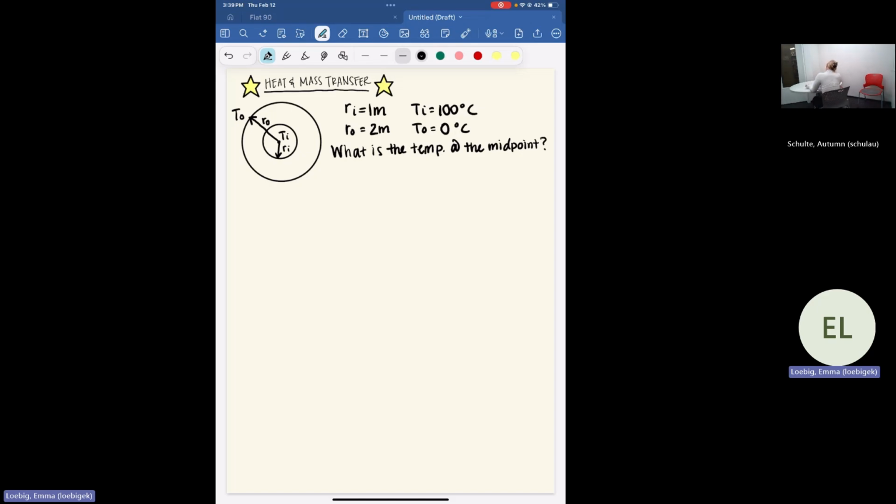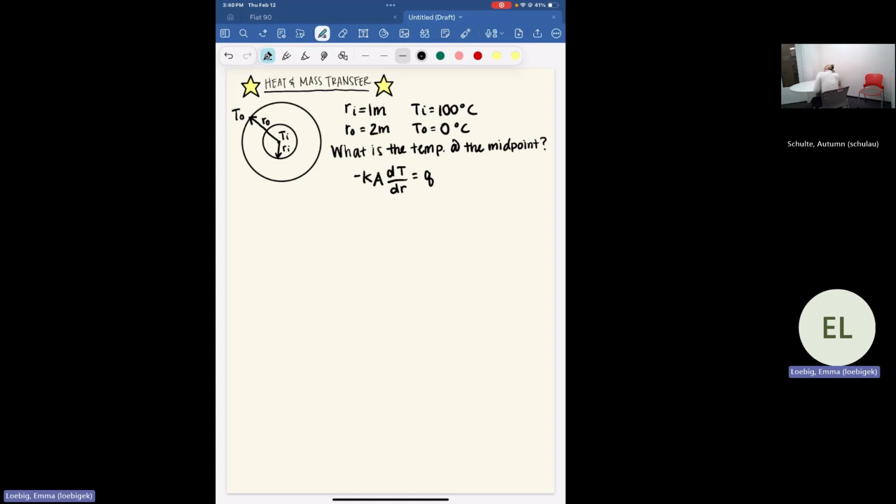In order to figure this out, we are going to start off by writing our heat equation, which we know is Fourier's law. This is negative the thermal conductivity multiplied by the area multiplied by the change in temperature with respect to our radius in this case. And if we are going to assume that this is set at steady state, then we can say that this is equal to a constant. I'm going to denote this constant as Q, but you could pick whatever variable you'd like.